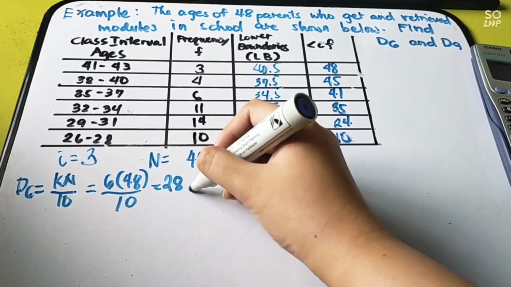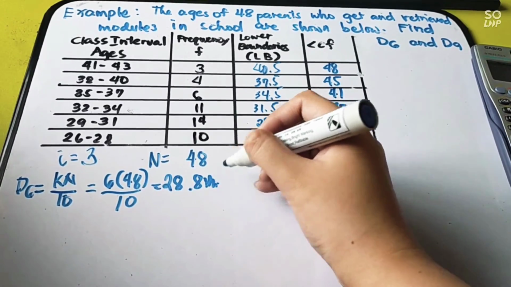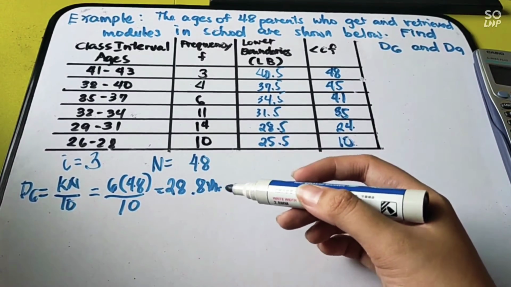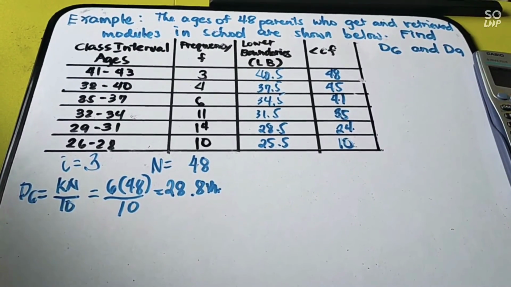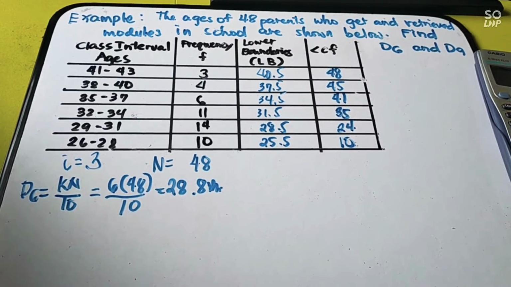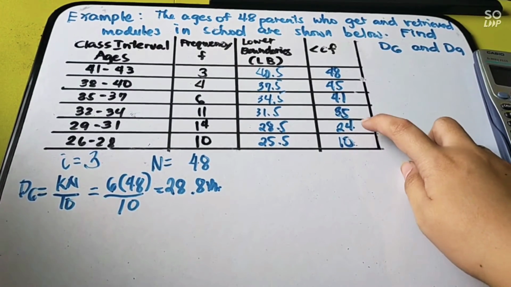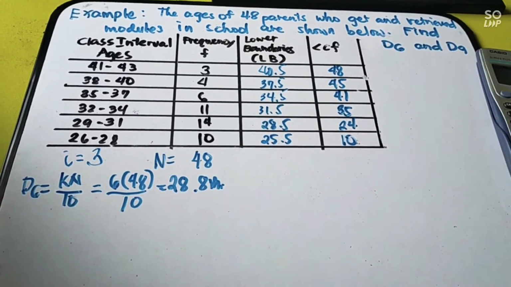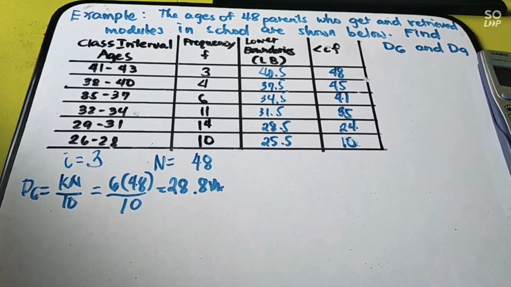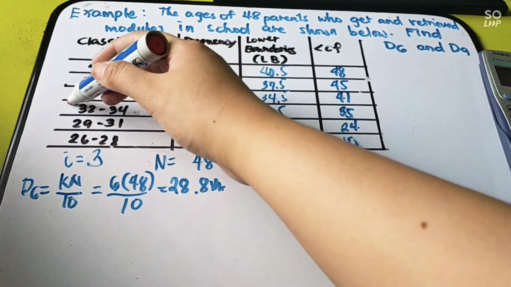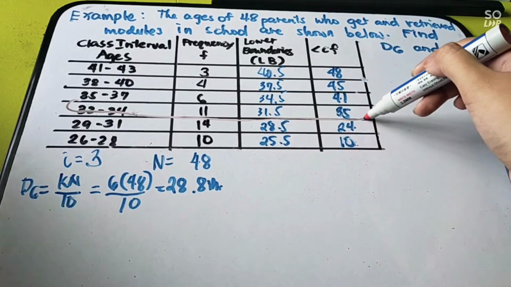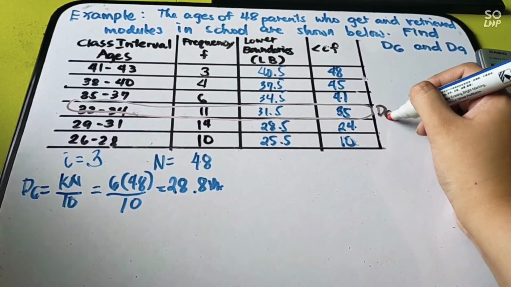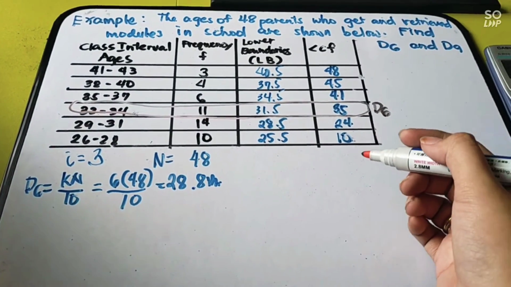So, we have 28.8. Ang pagbabasihan natin si less than CF, yun nga lang kailangan mas mataas si 28.8. So, yun yung basihan natin. Since we have 28.8, saan dito yung mas mataas kay 28.8? So, 24, kailangan mas mataas siya, we have 35. The next na mataas, diba? We have 35. So, heto po si D sub 6. Yan, nakuha na natin si D sub 6.